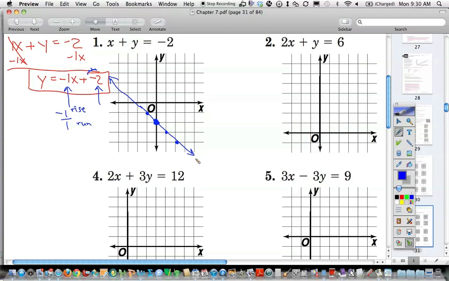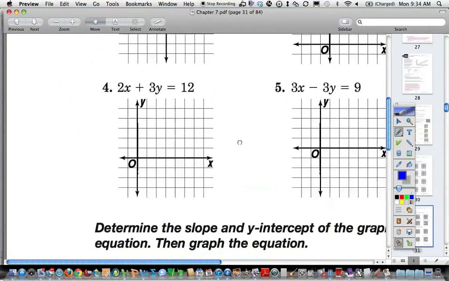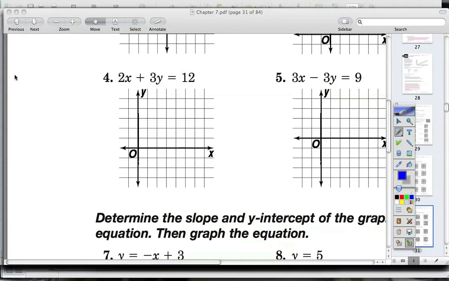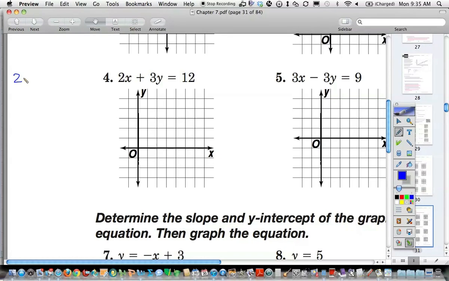Let's walk through number 4 here. If you've got it, keep going. But I'll walk through number 4 here for those that want to do it. Okay, I want to get the y by itself on number 4. So what am I going to do first? Subtract 2x, perfect. Subtract 2x.